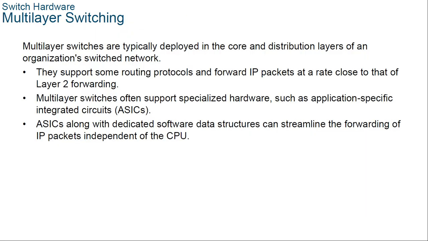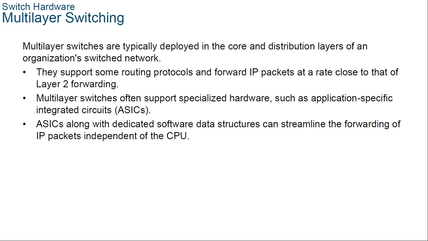Other than that, there is multi-layer switching. Normally, multi-layer switches are typically deployed in the core and distribution layer of an organization's switch network. They support routing protocols and forward IP packets at a rate close to layer 2 forwarding. Sometimes they call it a layer 3 switch, right? So they can do routing and can support routing protocols as well.